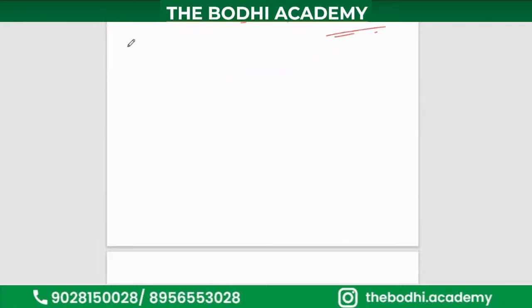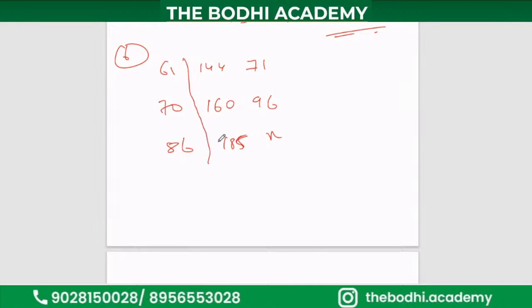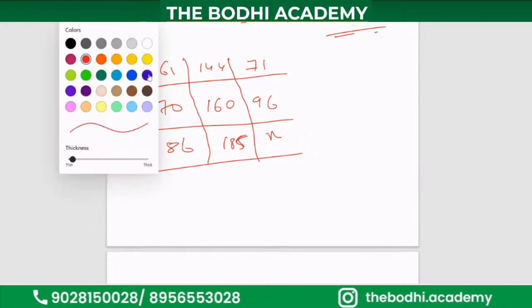Question number 6. 61, 144, 71, 70, 160, 96, 86, 185 and x. Now, how to get the answer? And what is the logic? Horizontal or vertical? This question is also a little bit complicated. Now, understand the logic here. Try to understand the problem.